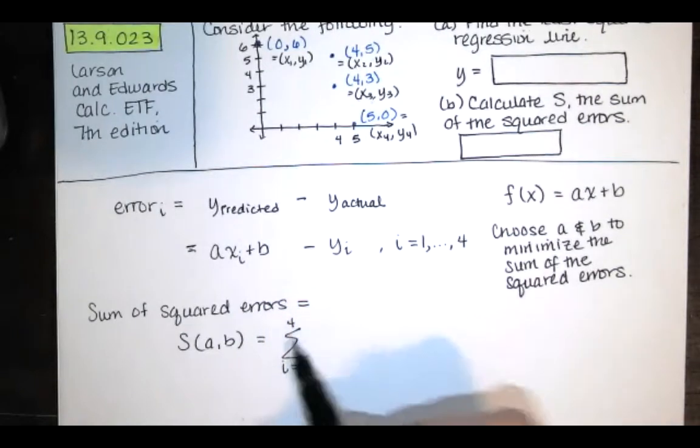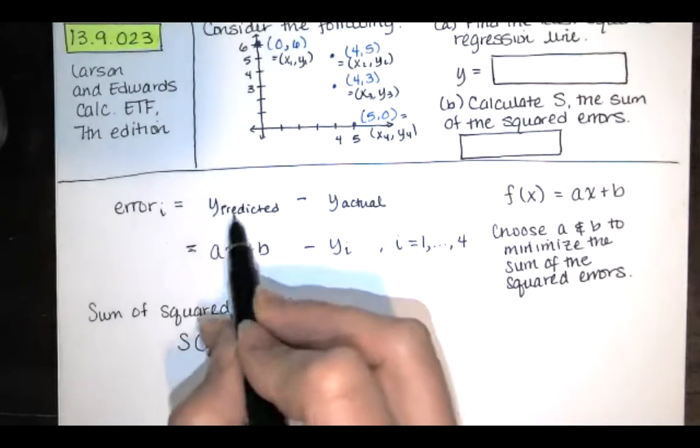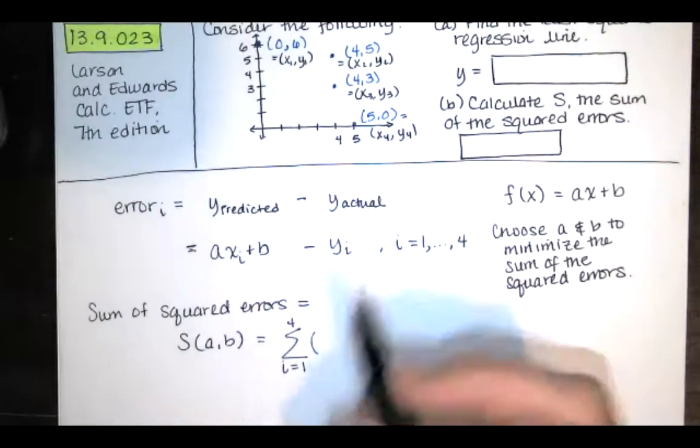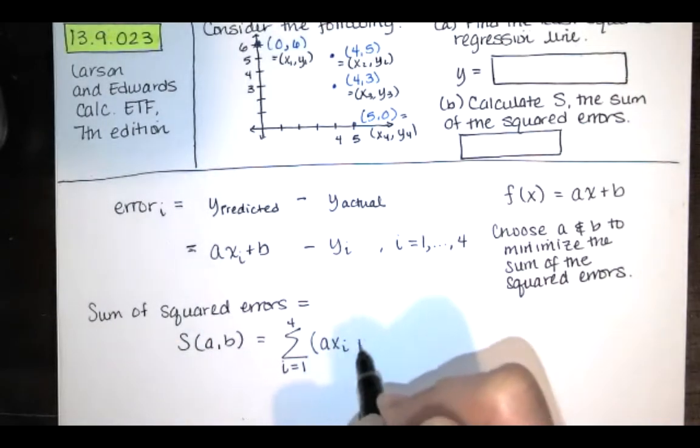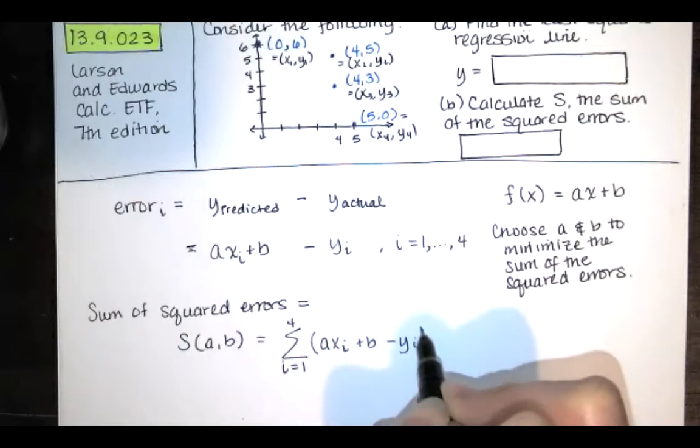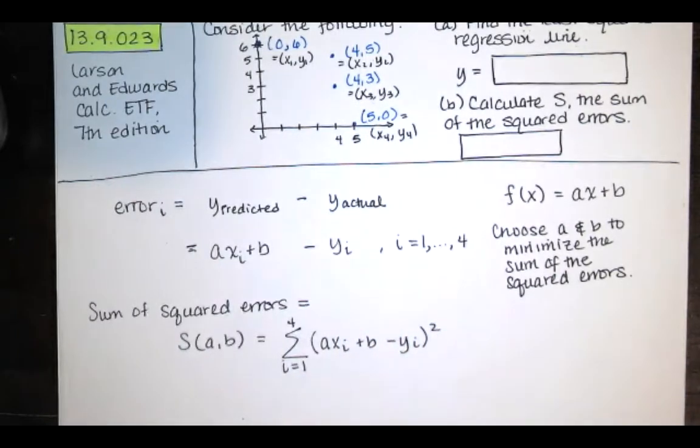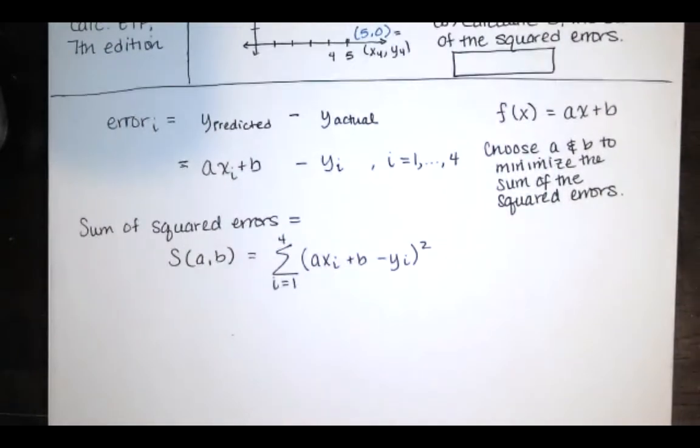So we're going to take the sum as i goes from 1 to 4 of this difference. That's our error squared. We want that to be as small as possible. We want to choose a and b to make that as small as possible. That's actually not too difficult to do. If I want to make this function of two variables as small as possible, I can just use the second partials test.